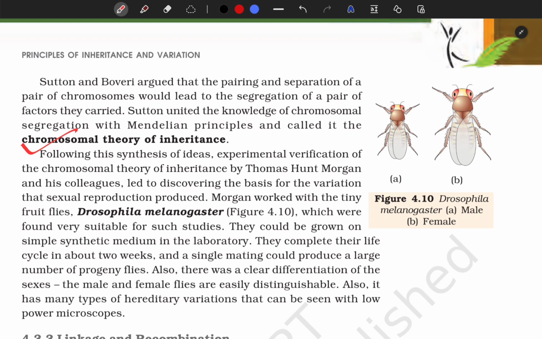Morgan worked with the tiny fruit flies, Drosophila melanogaster, which were found very suitable for such studies. They could be grown on simple synthetic medium in the laboratory. They complete their life cycle in about 2 weeks, and a single mating could produce a large number of progeny flies. Also, there was a clear differentiation of the sexes. The male and female flies are easily distinguishable. Also, it has many types of hereditary variations that can be seen with a low power microscope.